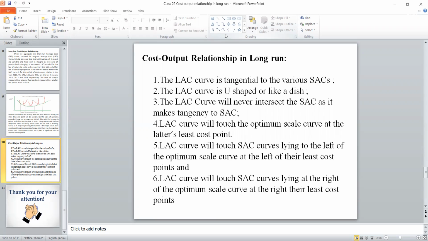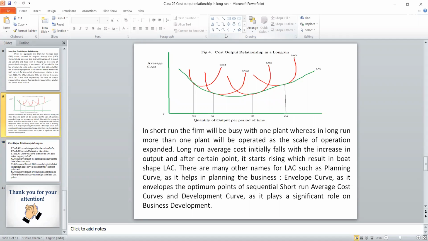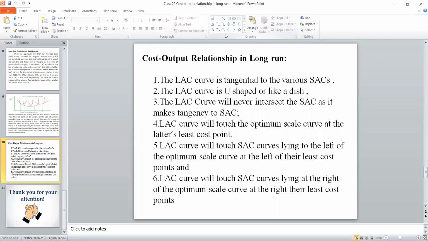The third implication is the LAC curve will never intersect SAC as it makes tangency with SAC. Understand? It is not intersecting because we are touching the minimum points, the optimum point, which is intersected by the marginal cost. So it never intersects. The fourth implication is the LAC curve will touch the optimum scale curve at the least cost point. We already saw in the SAC that MC intersects the ATC at the minimum point. So this LAC will touch only the minimum points.